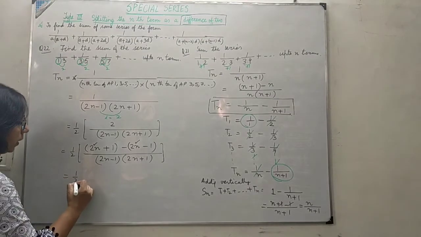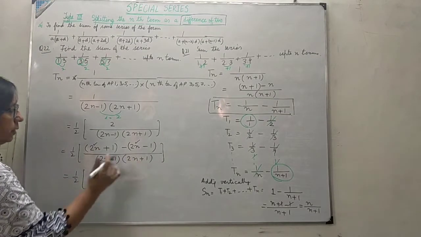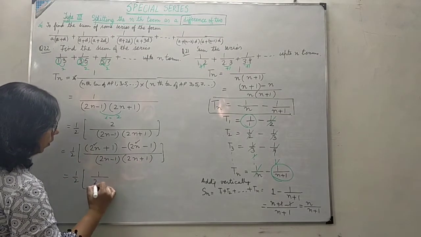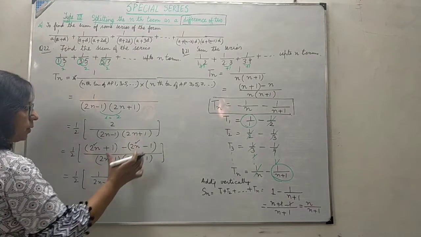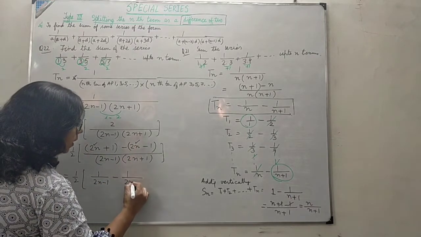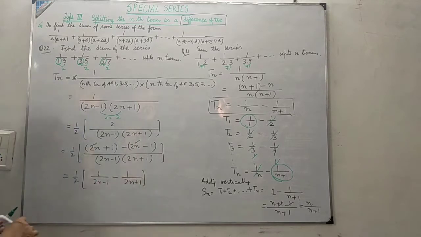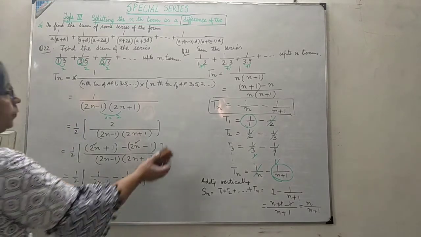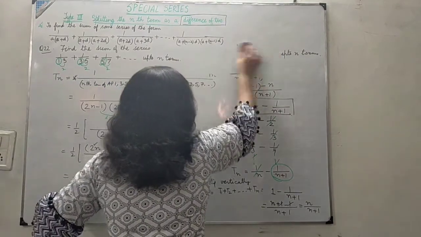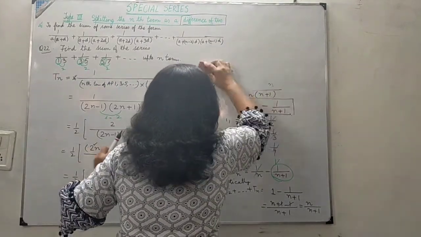After that, if I break it, this upon this, the first term is 1 upon 2n minus 1 minus 1 upon 2n plus 1. So now we have got the general term. After that, we will be writing all the terms and see the pattern.